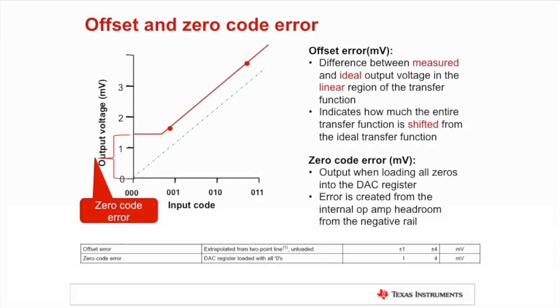Multiplying DACs, or MDACs, typically do not provide a zero code error or offset error term in their datasheets. This is because on their own, these devices are just resistor ladders that do not have an offset error term. Once the MDAC is paired with an amplifier, the amplifier will introduce an offset error term. In place of zero code error, the MDAC will usually provide a leakage current specification that describes the current that leaks to its output, I-out, when all zeros are loaded into the DAC data register.